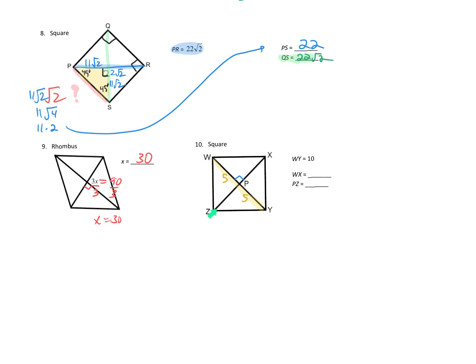Well, from P to Z, that's an easy one. It's a square, which is a rectangle, so the diagonals are equal. So if this is 10, then this is also 10. And so the halves will be 5. So from P to Z, we know that answer must be 5.